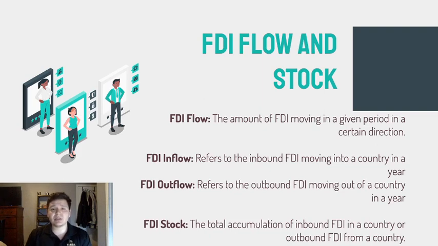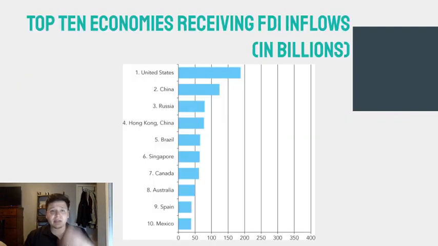FDI typically moves in two sorts of directions. The first one is FDI inflow, which refers to the inbound foreign direct investment moving into a country. The opposite applies to FDI outflow, which refers to the outbound foreign direct investment moving out of a country in a year. The aggregate of both of these inflows and outflows is what's considered the FDI stock, right? Next we'll be looking at the top 10 economies in the world that receive the most FDI inflows. These statistics will be in billions of dollars.